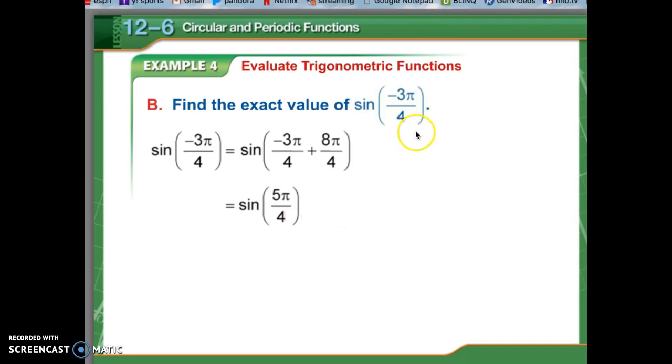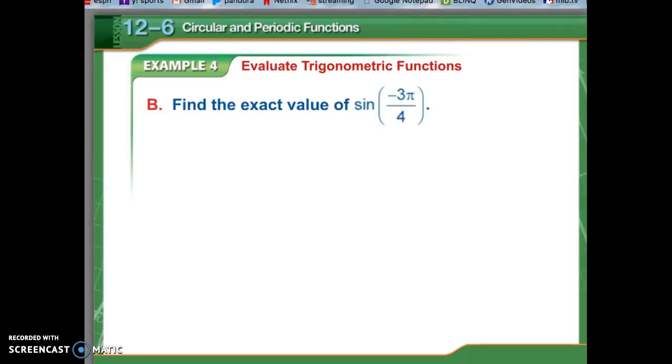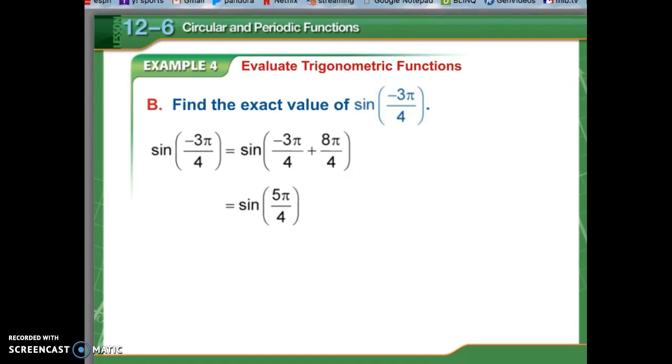So the sine of negative 3 pi over 4 is the exact same as the sine of 5 pi over 4. And then you just need to find the 5 pi over 4 angle on the unit circle. Find the y coordinate value because we're looking at sine. And the y coordinate value at 5 pi over 4 is, of course, negative square root of 2 over 2.